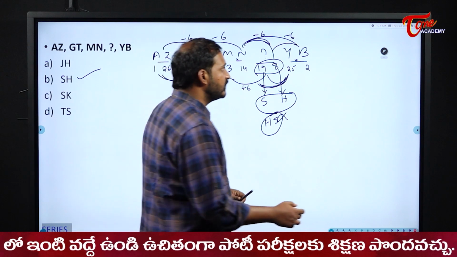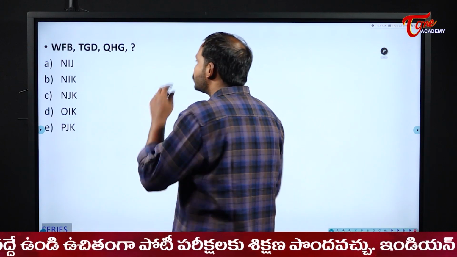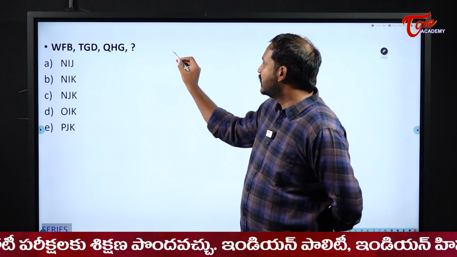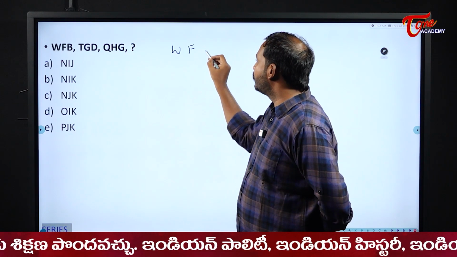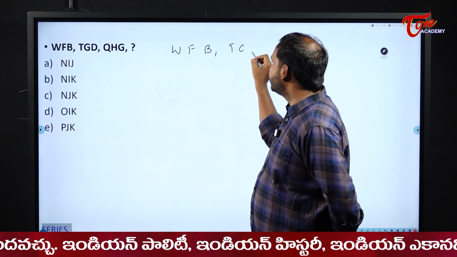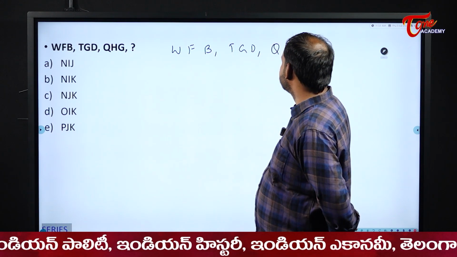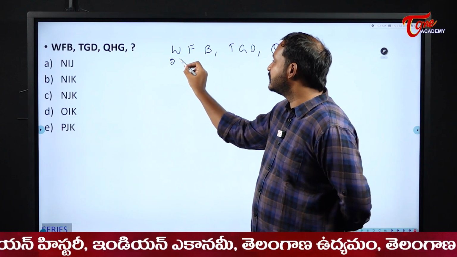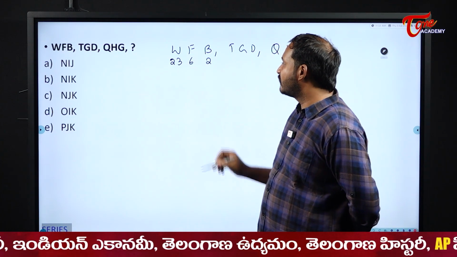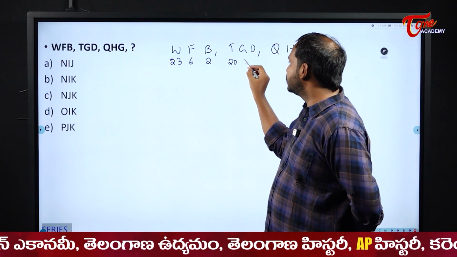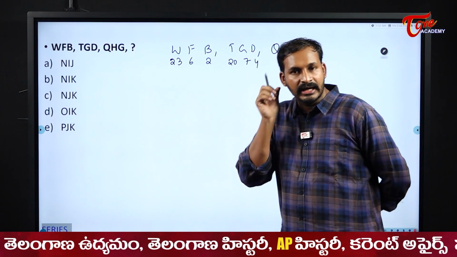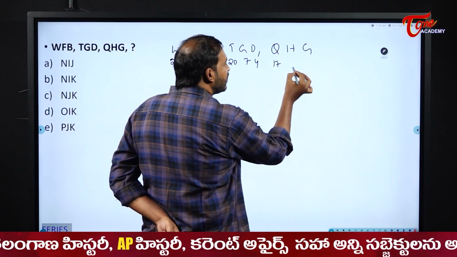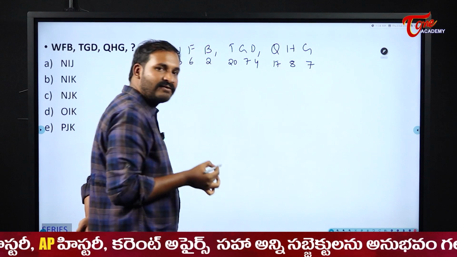Okay, right? Next one. Now see this one. WFB, TGD, QHG. Let us write the place values. WFB, TGD, QHG. Now, what are the place values, students, here? W is the 23rd alphabet, sir. F is 6th, B is the 2nd alphabet, T is 20th, G is 7th, D is 4th, right? Q is the 17th alphabet for us, H is the 8th alphabet, and G is the 7th alphabet for us here.